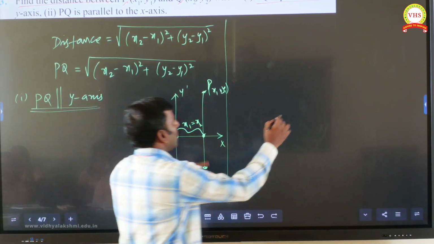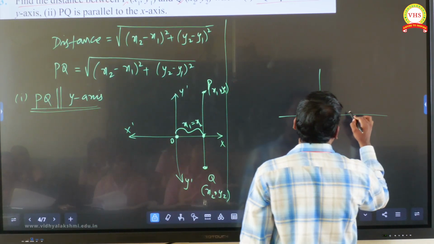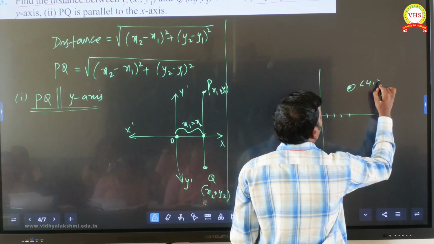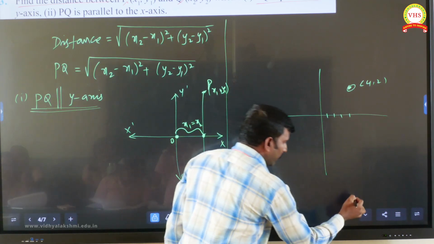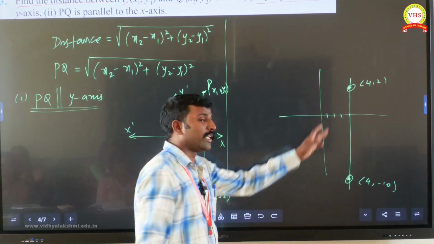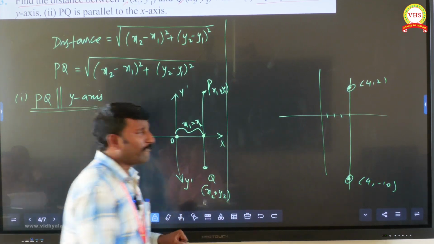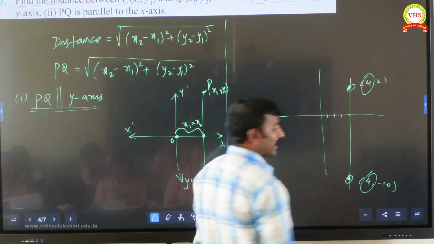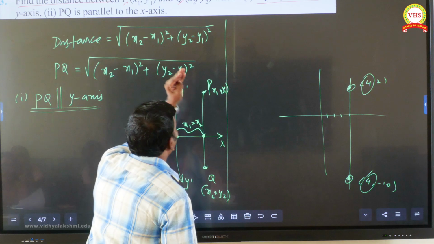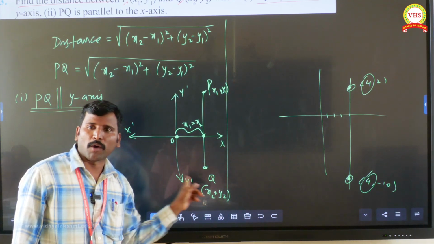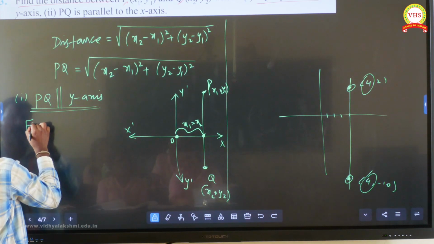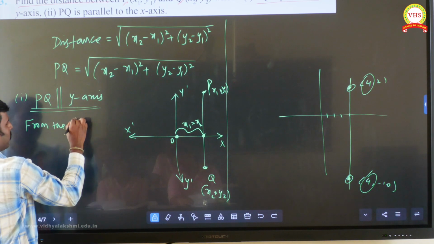For example, take the point (4, 2), counting 1, 2, 3, 4, so (4, 2). One more point, (4, minus 10). When we join these, surely the line will be parallel to the y-axis. It is parallel when the x coordinate is the same. They are telling us that it is parallel, so the x coordinate should be equal. From the diagram, we get that idea.